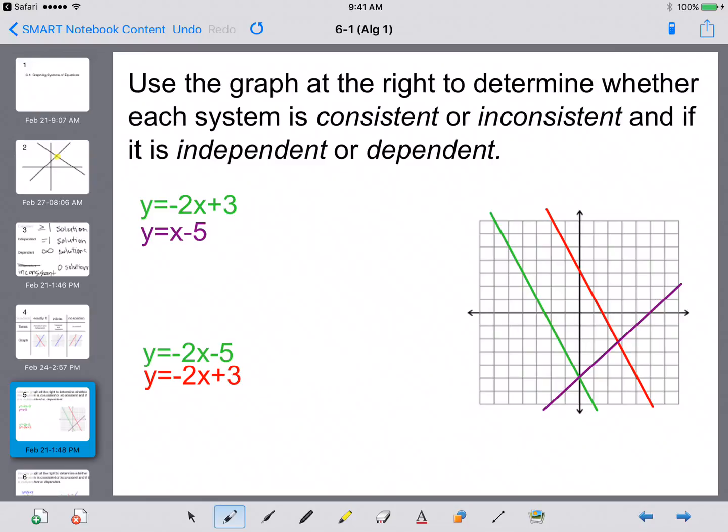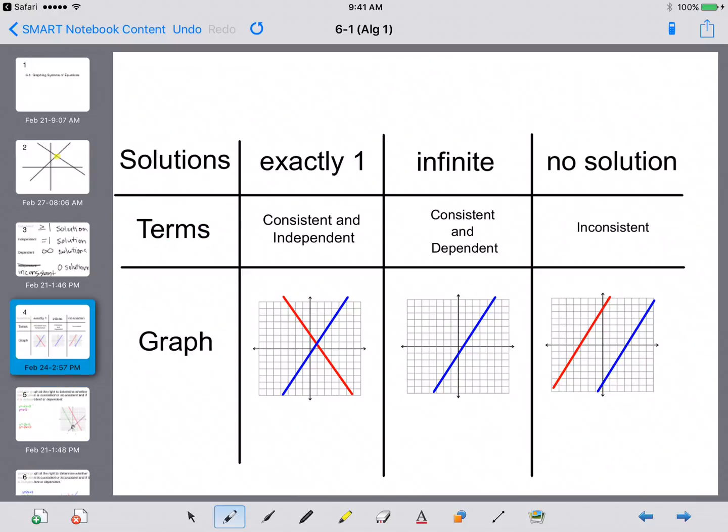So here I've got some graphs graphed for you already. We've got our green line and our purple line. So if you look here, green and purple, they cross in one place. So going back and looking at my chart, that looks kind of like this one. So it is consistent and independent.